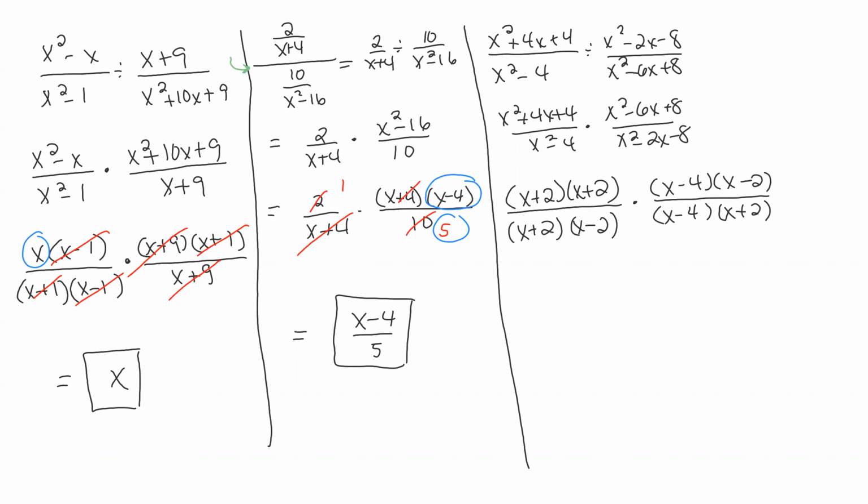So now let's see, will anything cancel? In the numerator, there's an x plus 2 that cancels one in the denominator. There's another x plus 2 that cancels another one in the denominator. I have an x plus 4 that cancels one in the denominator. And then I have an x minus 2 that cancels an x minus 2 in the denominator. So what in the heck is going on here?